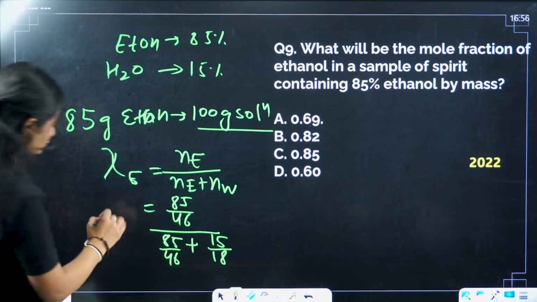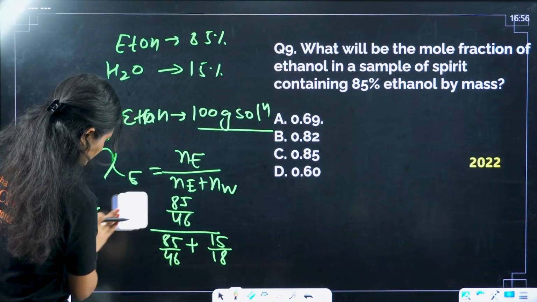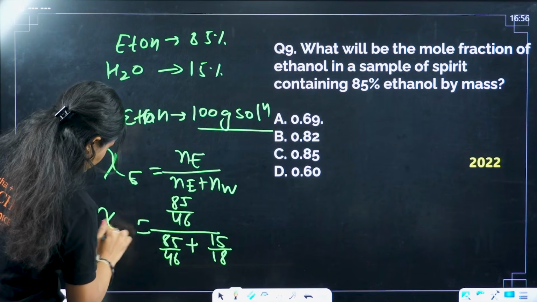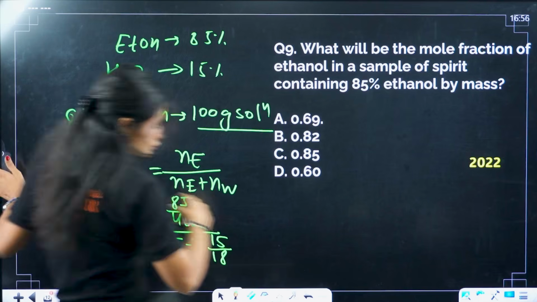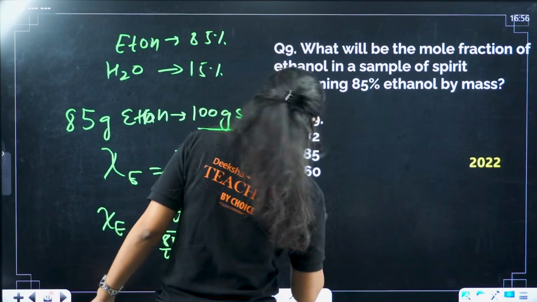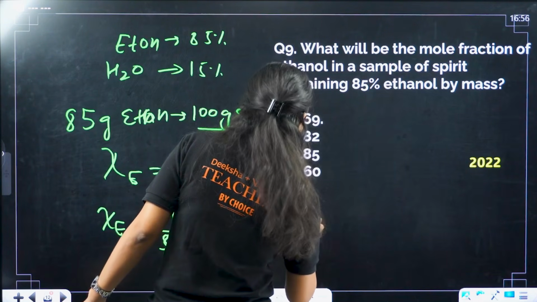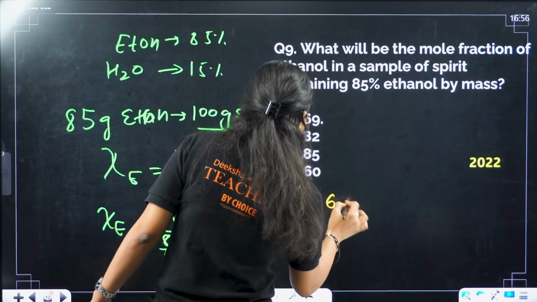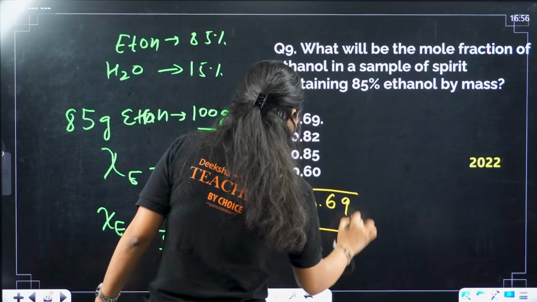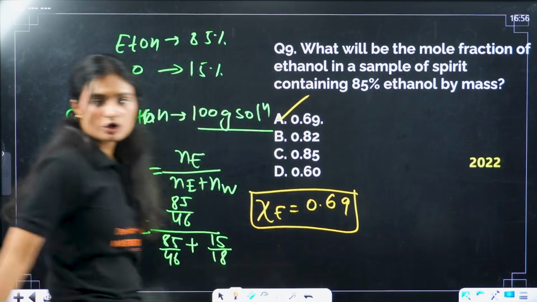And if you do this calculation, the mole fraction of ethanol will come out to be 0.69. That is option A.